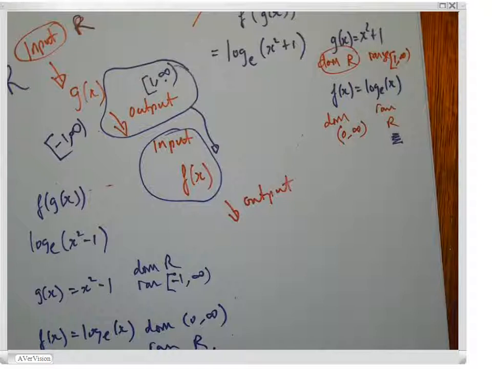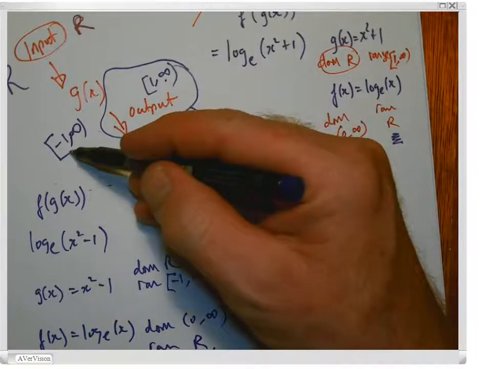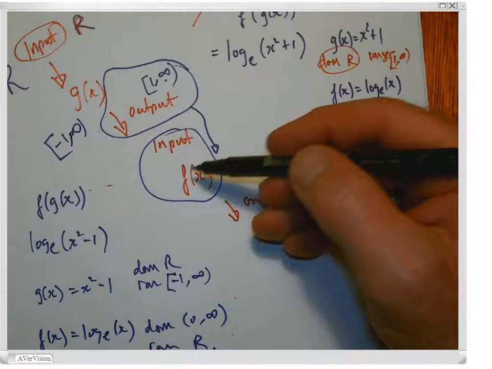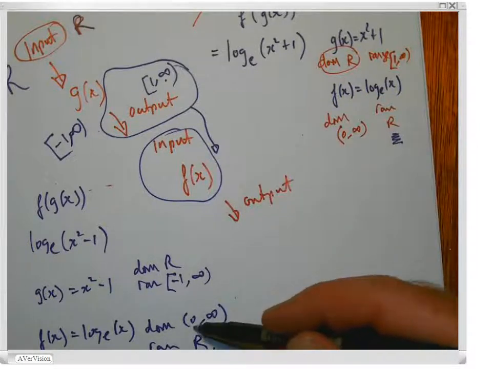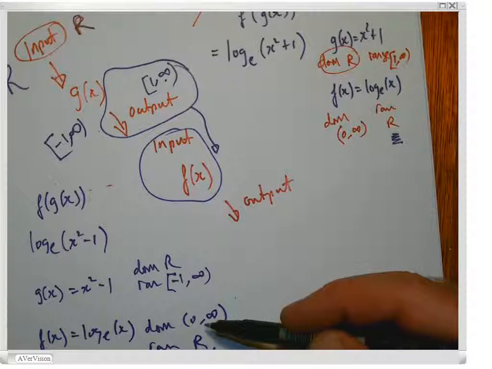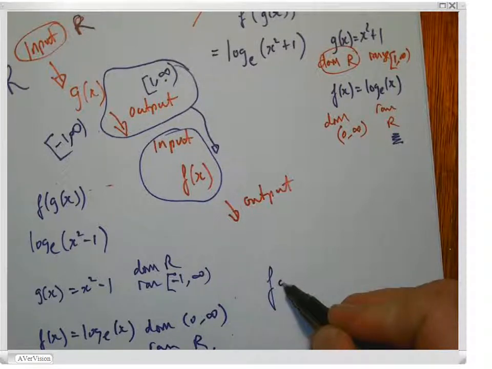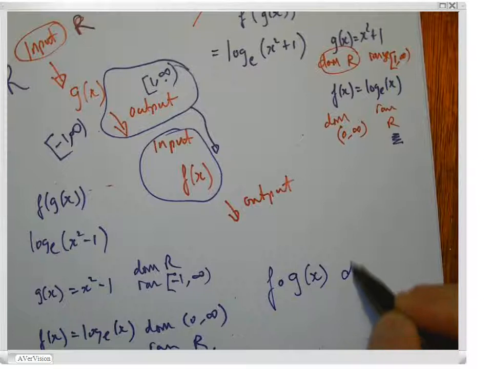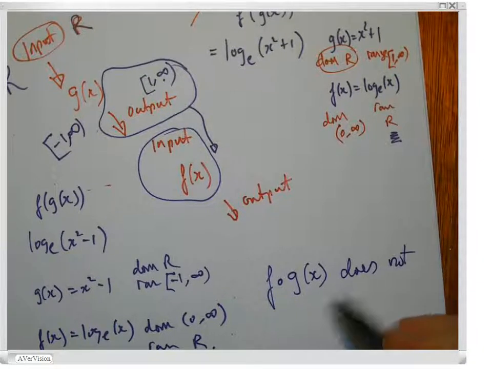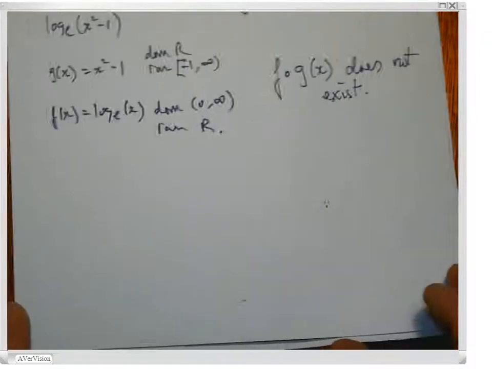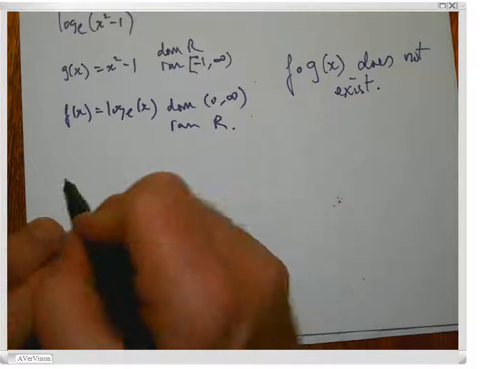Now I've got a problem. I can't fit all of that range in through this input because the input will only accept positive numbers, because I'm inside a logarithm. So in this particular case, f of g of x does not exist unless we restrict the domain, which brings us to our rule about the domain.